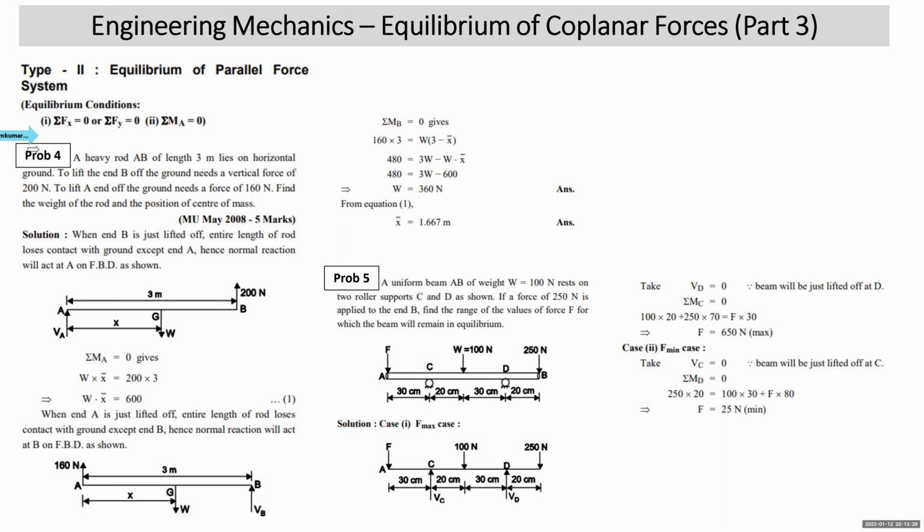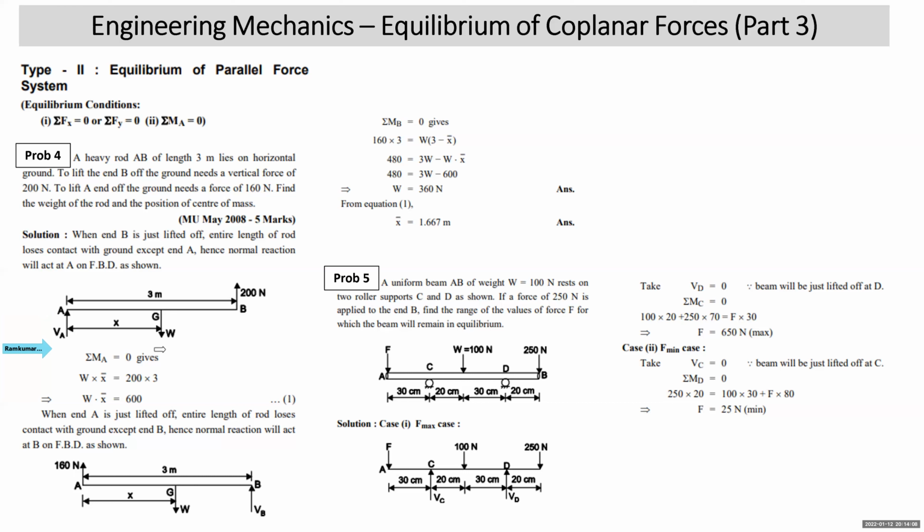Well, in this problem, the heavy rod of 3 meter length is lying on the ground. When this rod is lying on the ground and end B is just lifted off, when you are just applying a force to lift off this rod, what will happen? As you just lift it off, the entire rod will lose contact with the ground. So only point A will be in contact with the ground. So there will be only vertical reaction at A, there will not be any other reaction.